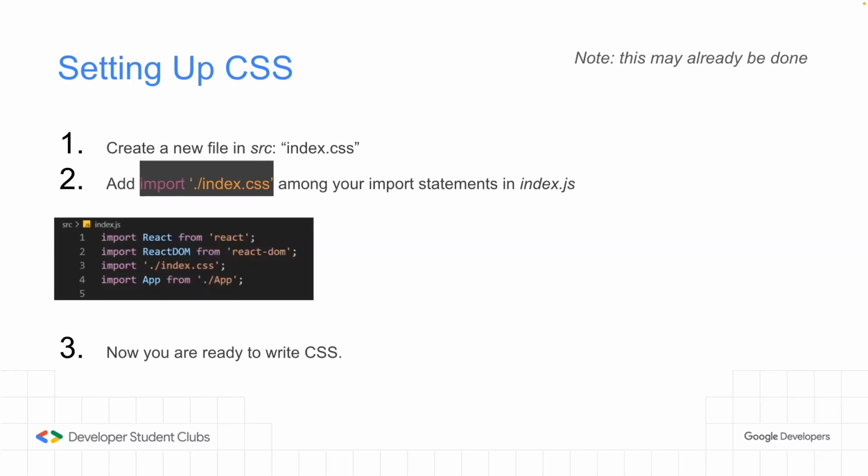If you look in your SRC folder, there might already be an index.css file in there. If there is, then you can ignore this step, because sometimes it set it up for me, and sometimes it didn't. So I just included this anyway.